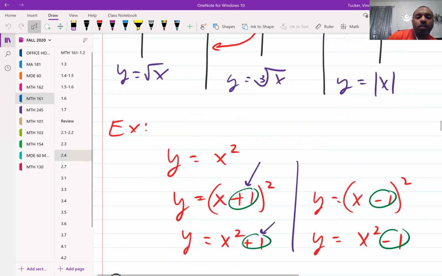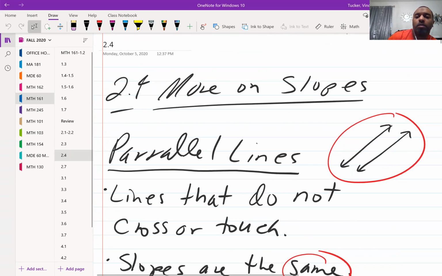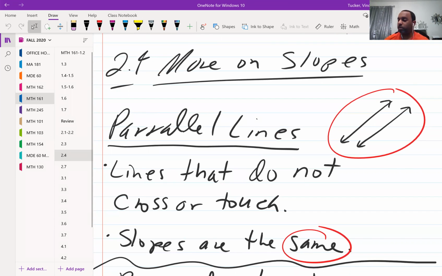Let's look at the next section. More on slopes. So we're looking at parallel lines. Parallel lines are lines that do not cross or touch. And that means that the slopes will be the same. That's going to be key for us in dealing with parallel lines, that we recognize that the slopes are the same.